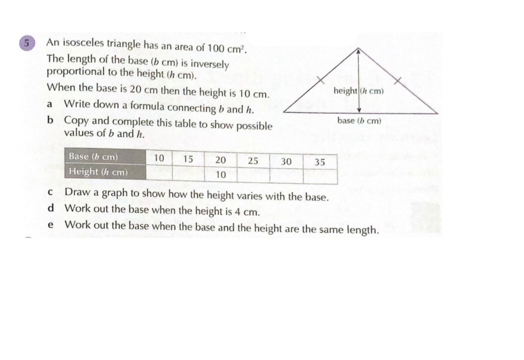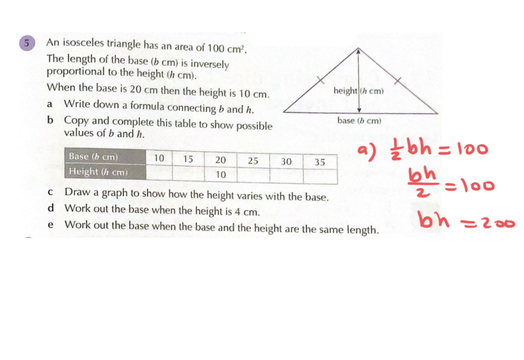So you can write the answer for A. You can write half times base times height equals 100, or base times height over 2 equals 100, or base times height equals 200, because if you cross multiply by 2, you get base times height equals 200. Any one of them is correct. This is the answer for A, understood? Yes, because the area is always 100.